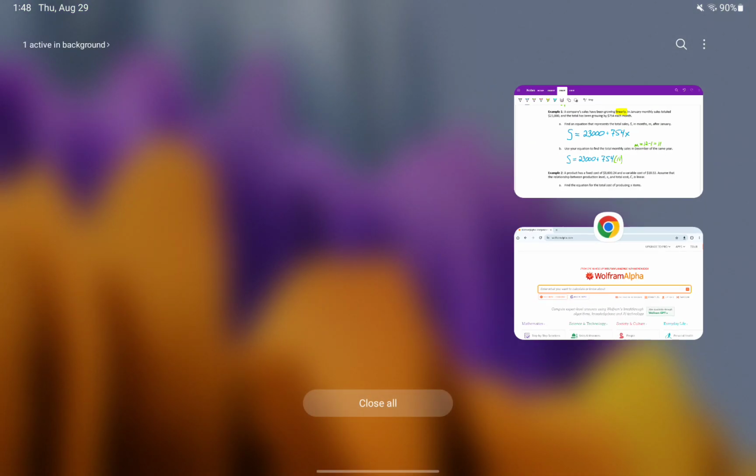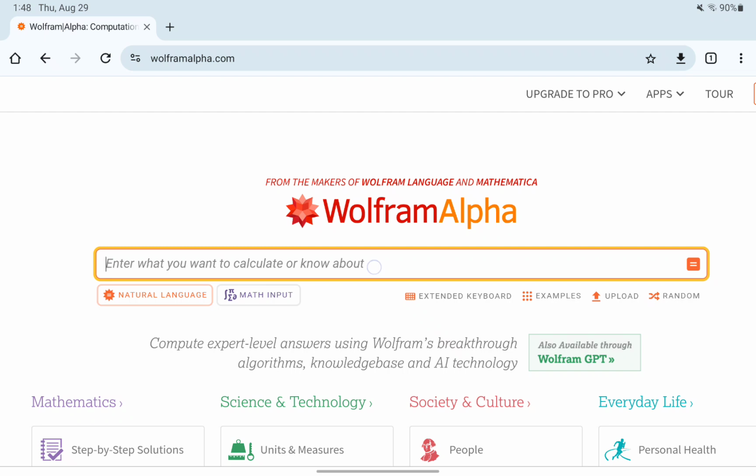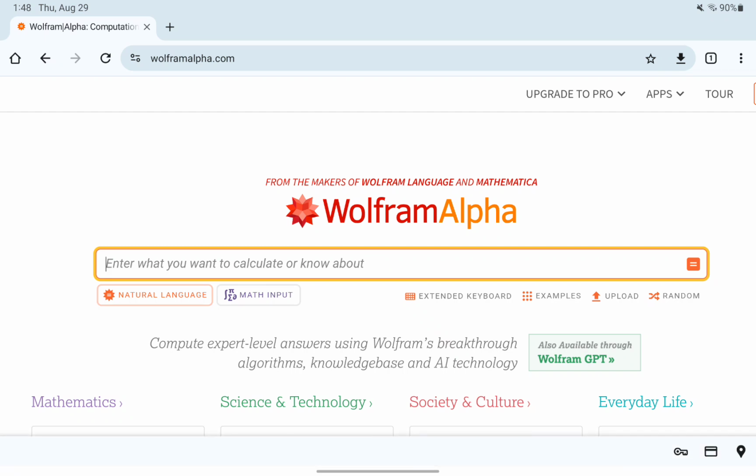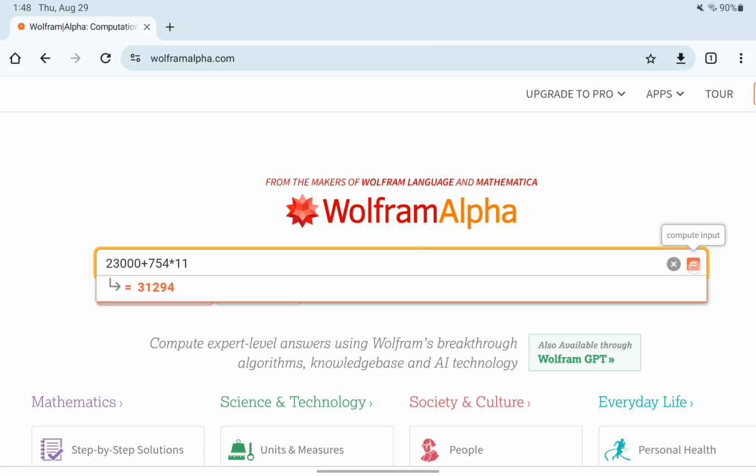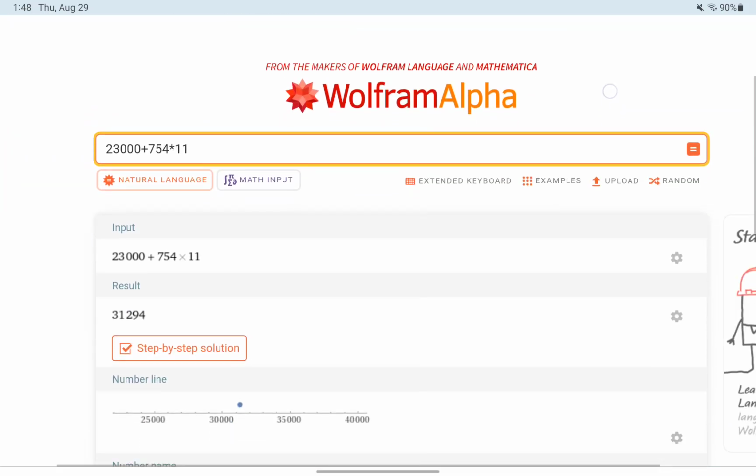We can use a calculator to evaluate this, or we can use Wolfram Alpha. Using Wolfram Alpha is pretty straightforward. We just type in the expression that we want to evaluate: 23,000 plus 754 times 11. Click equals, and we get a value of 31,294.